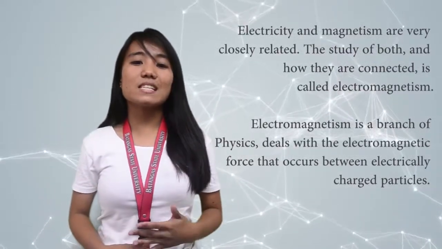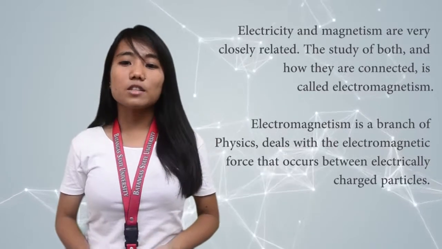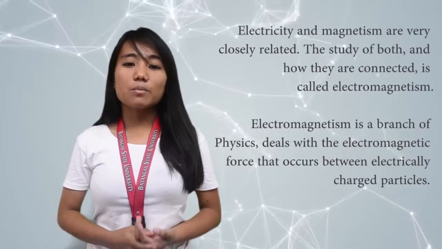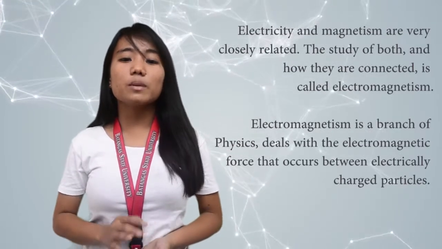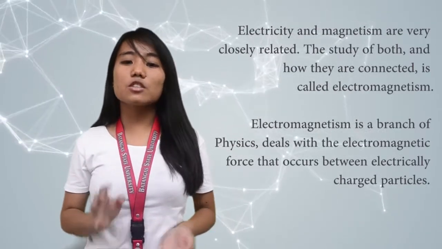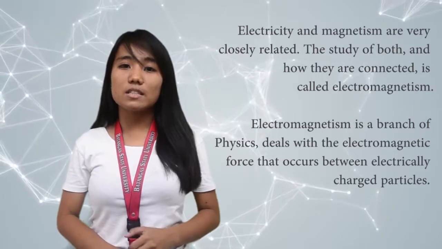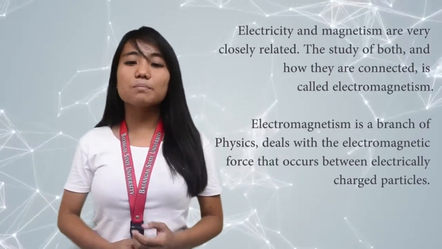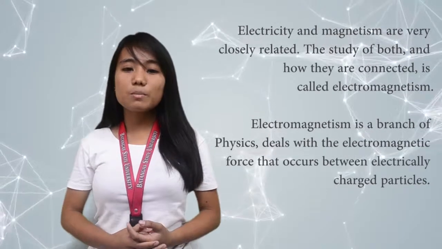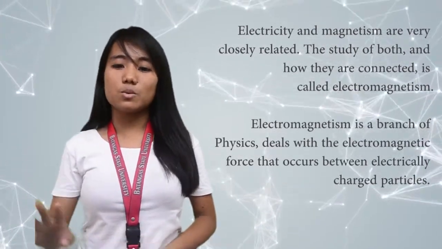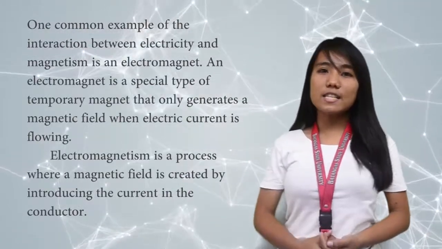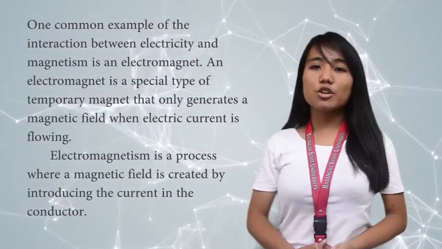Electromagnetism is a branch of physics that deals with the electromagnetic force that occurs between electrically charged particles. The electromagnetic force is one of the four fundamental forces and exhibits electromagnetic fields such as magnetic fields, electric fields, and light. It is a basic reason electrons are bound to the nucleus and responsible for the complete structure of the nucleus. One example of the interaction between electricity and magnetism is an electromagnet.